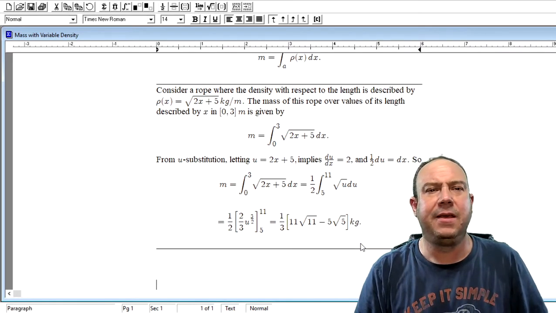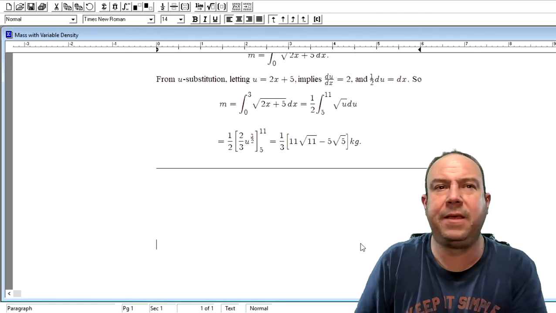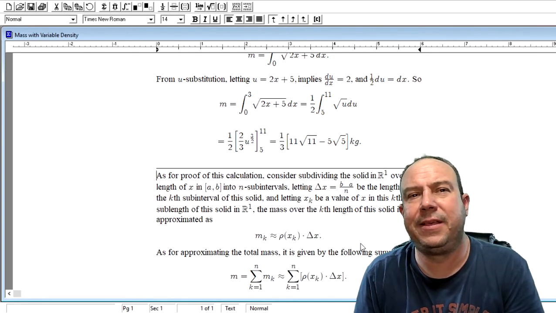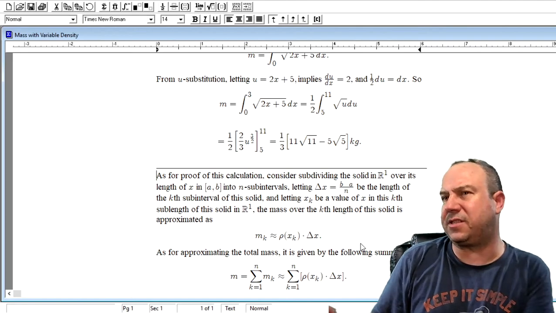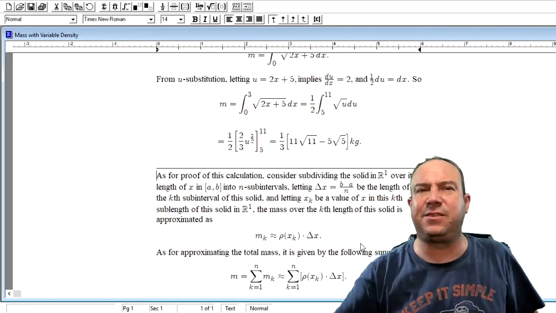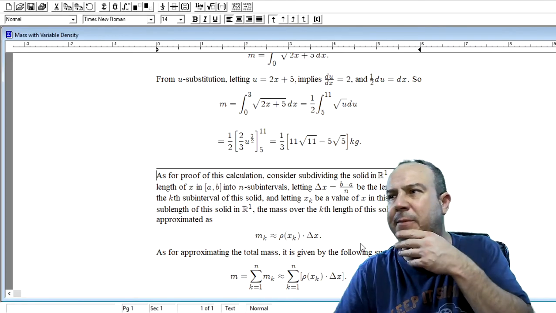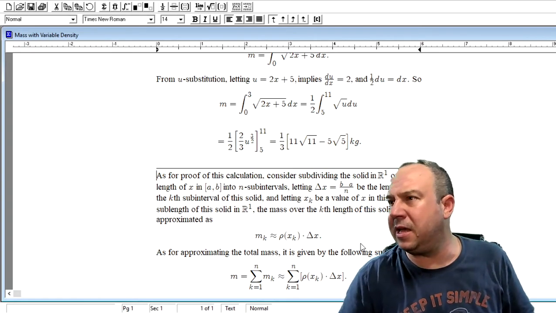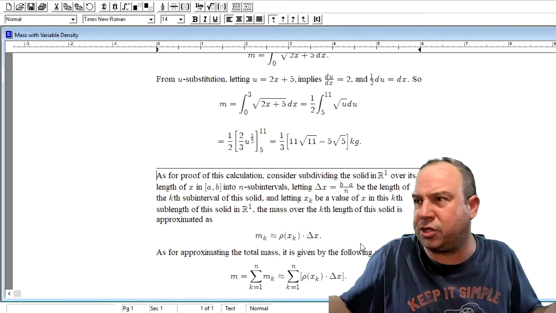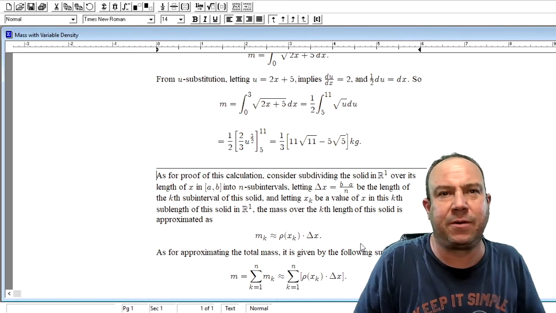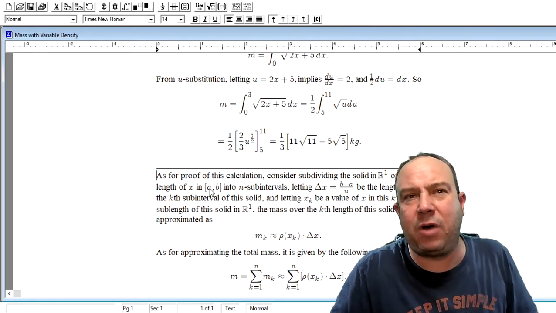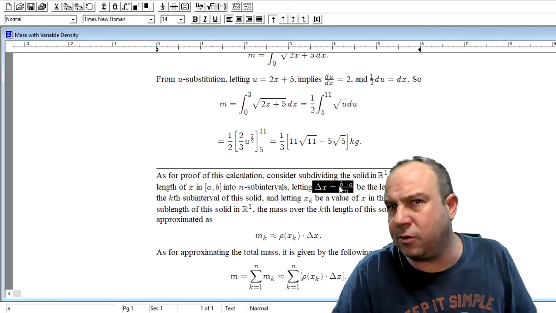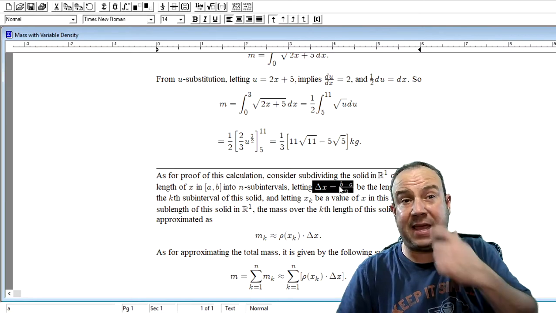All right. Now, a little proof. These proofs are rather quick and straightforward. What we do is we consider subdividing this solid that exists in one-dimensional space. For instance, we might subdivide our rope up into n subintervals. We might cut it up into little portions, n portions. Where we can begin, we begin by denoting the length of each of those portions as b minus a divided by n.